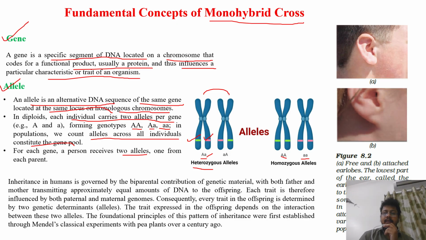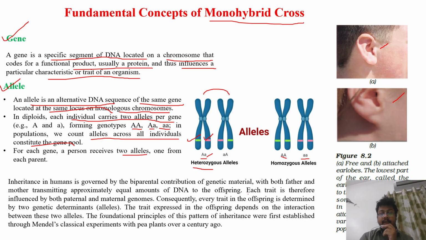Here, then we can see the trait. What is a trait? Here you can see it's a free earlobe and an attached earlobe. So the lowest part of the ear is known as the earlobe, which is either not attached to the skin, or attached to the skin. So these are different types of traits. These are ruled by the DNA, different forms of the DNA or alleles.